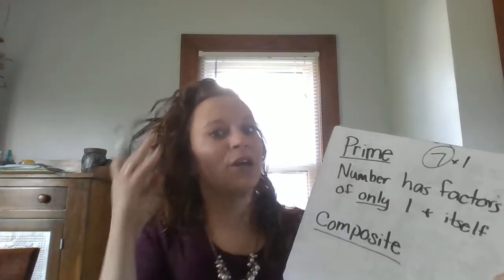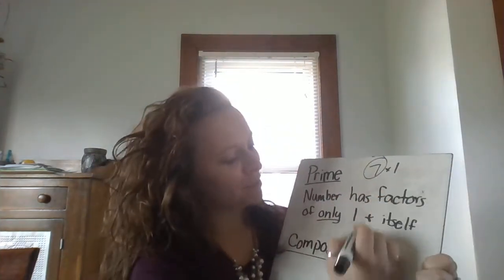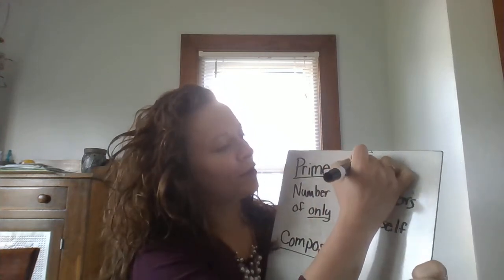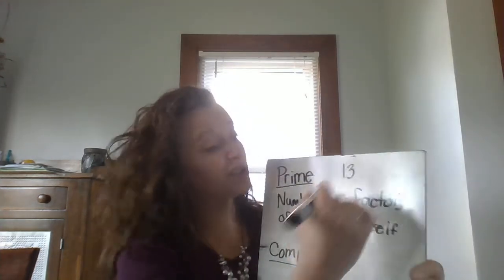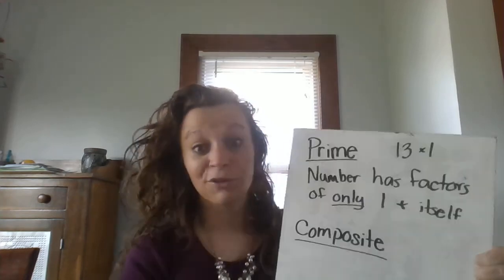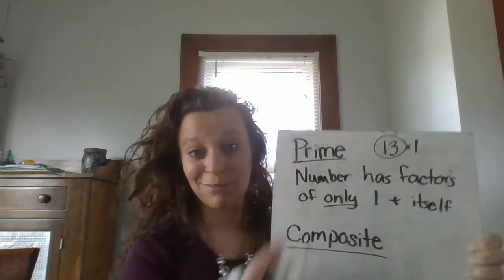7's a prime number. Another one that might be a prime number is 13. What are the factors of 13? Well, they're only 1 and 13. So 13 is a prime number.